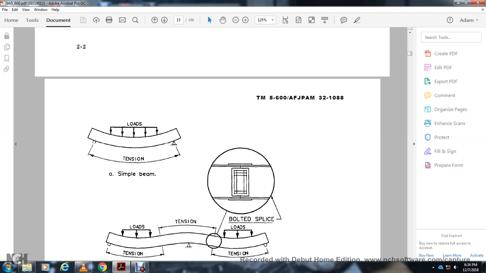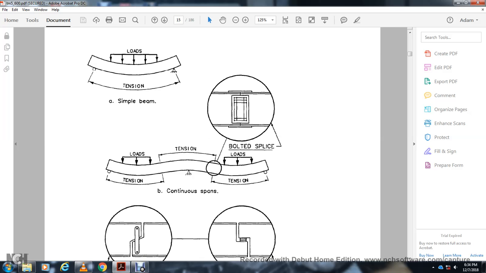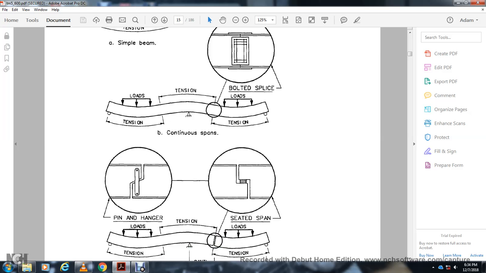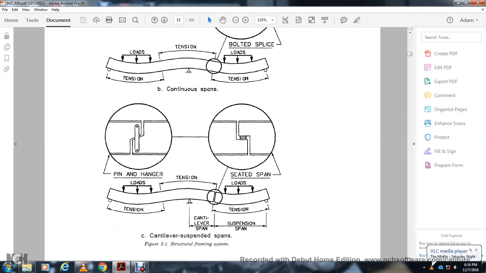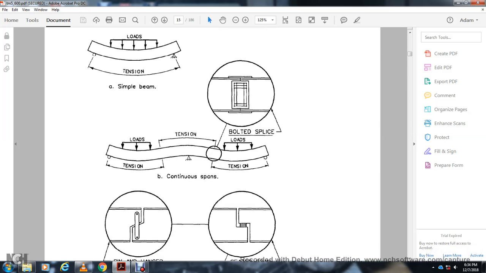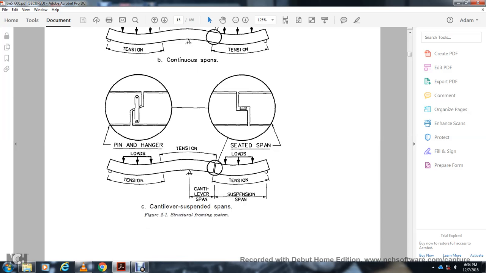Alright, this is your simple beam with loads in tension, and then the tension loads and bolted splices, continuous spans. Alright, this is a pin hanger, loads in tension, seated span, loaded span. So you have your bolted splice, your pin hanger, and your seated span, okay? And that is your structural framing. B is continuous span, A is a simple beam, continuous span, beam, and then it's cantilever suspended span, beam. Beams, structural frame support.